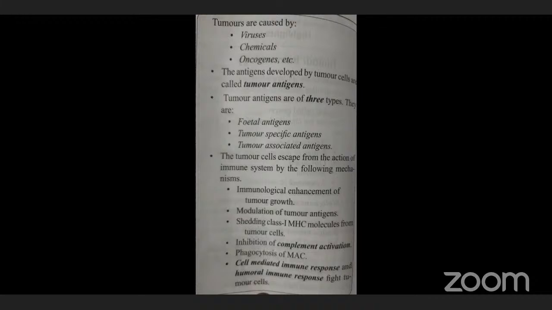Oncogenes are a set of genes inducing tumors. Oncogenes are found in viruses as well as in mammalian cells. Oncogenes present in viruses are called viral oncogenes. If the oncogenes are present in mammalian cells, they are called cellular oncogenes. That is also important.